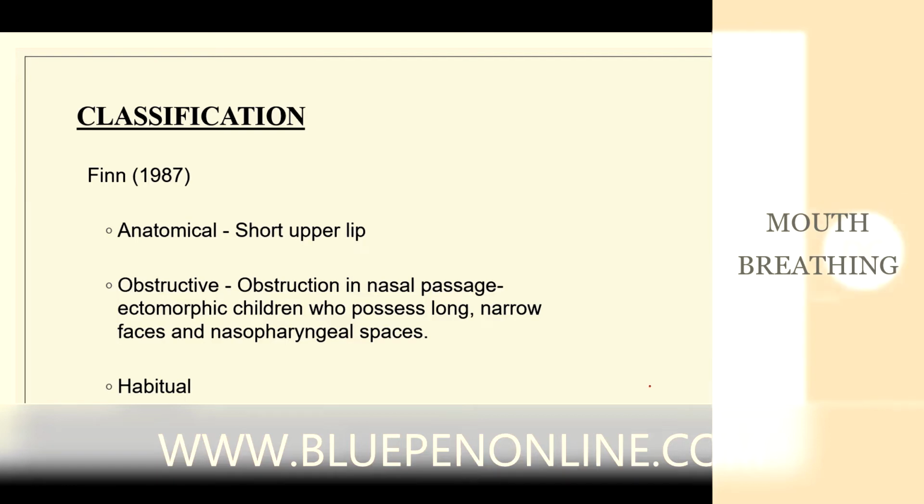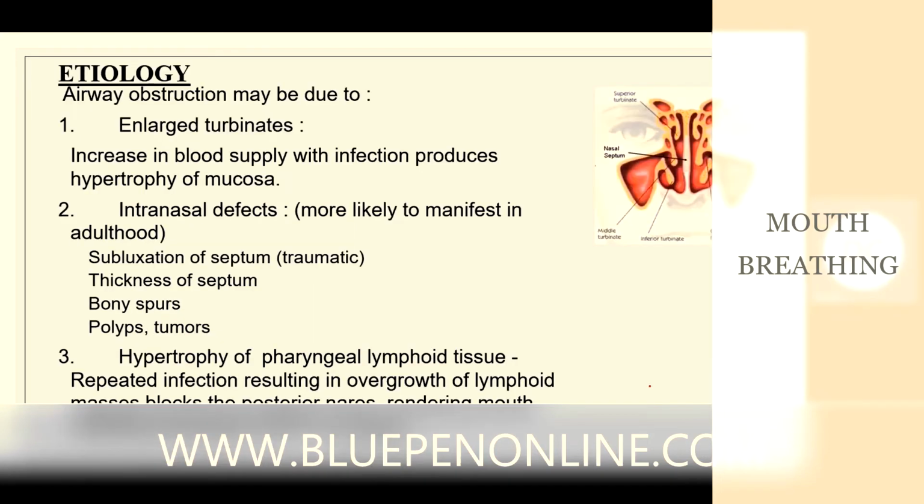So the etiology. Airway obstruction may be due to enlarged infection produces hypertrophy of mucosa, resulting in enlarged turbinates. Intranasal defects more likely to manifest in adulthood due to traumatic septum or thickness of septum, bony spurs, polyps, or tumors. So any of these defects. Other etiology, hypertrophy of pharyngeal lymphoid tissue. Repeated infection resulting in overgrowth of lymphoid masses blocks the posterior nares, rendering mouth breathing necessary until 10 to 12 years.